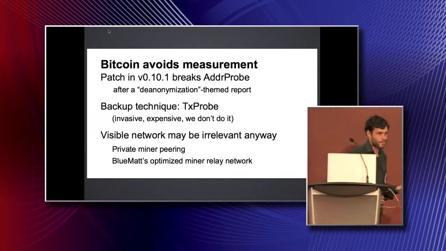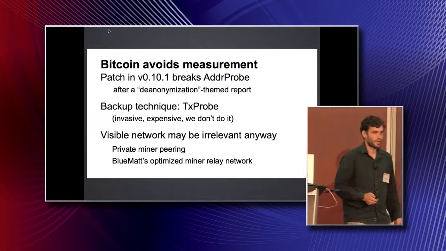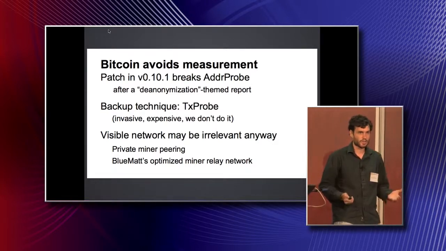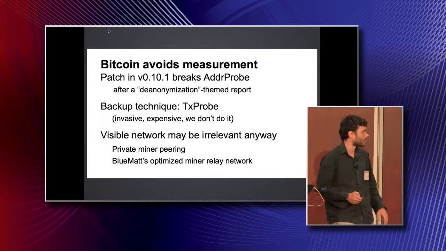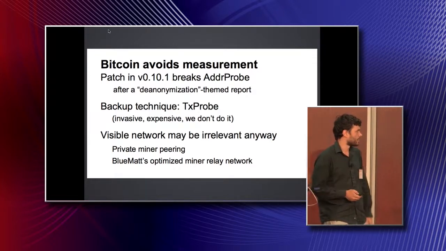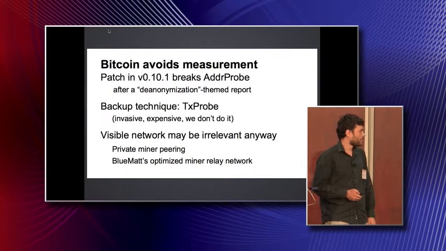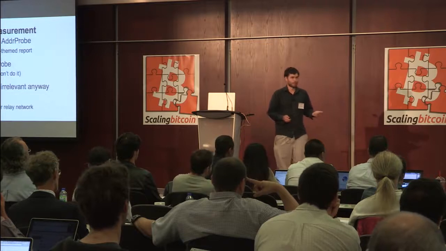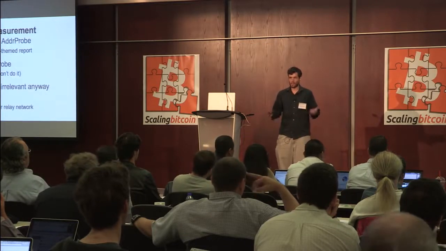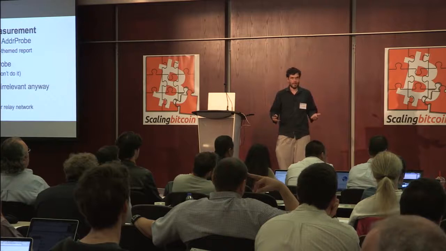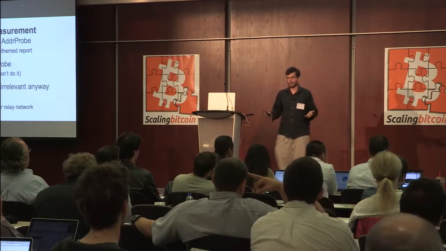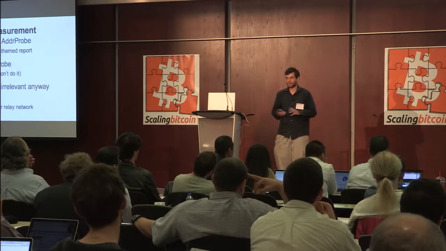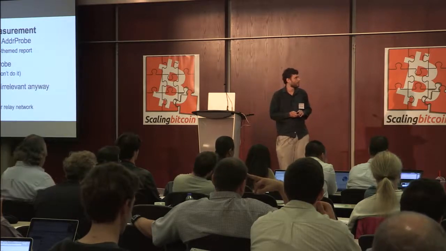There's an alternate technique called TXProbe, which uses a completely different mechanism. It actually uses the mempool and transaction data structure, and it's kind of more invasive, so we don't have any intention of doing that on the live network. It also requires you to spend Bitcoins to pull it off. And another point is that the visible network might not matter so much anyway. Whatever we can see is only what we see by looking at people running the ordinary nodes that follow this behavior. Any sort of private peering agreements we wouldn't see any information about, and those might turn out to be really crucial to understanding what happens in the network with block propagation and so on.